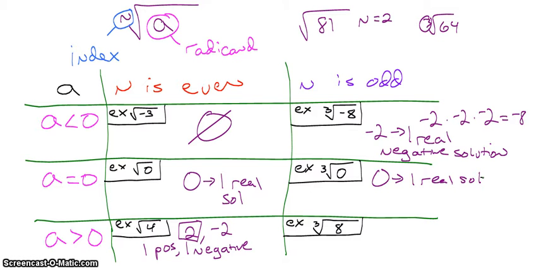Cubed root of a positive number, a number greater than 0. Well, 2 times 2 times 2 does give me 8. Negative 2 times negative 2 times negative 2 would not give me 8. That would give me that negative 8 like we had above. So that would give me an answer of 2. So it's one real, and that's a positive solution.